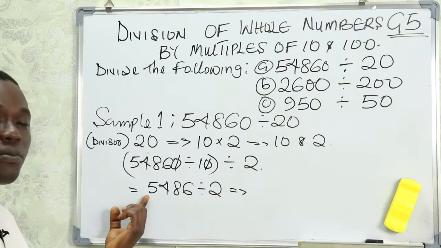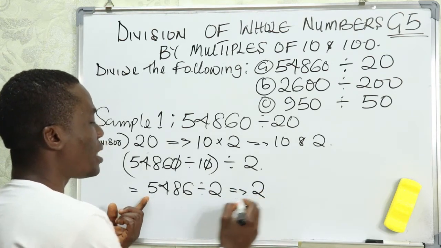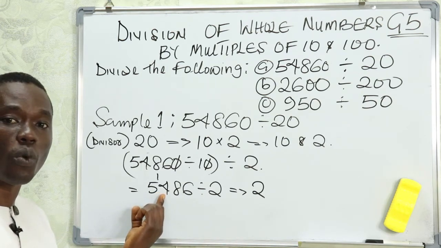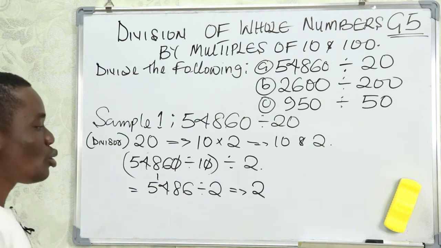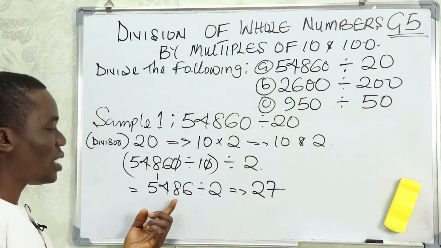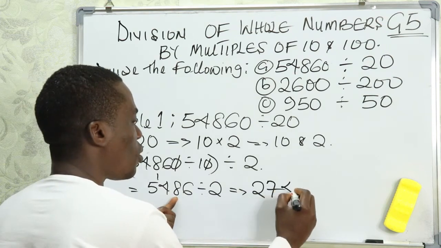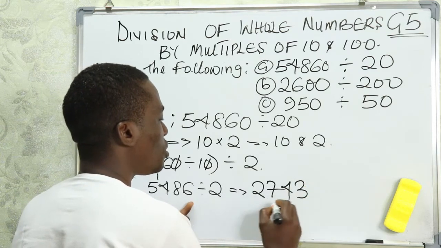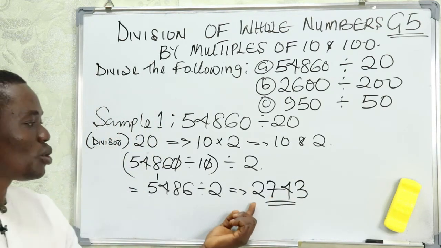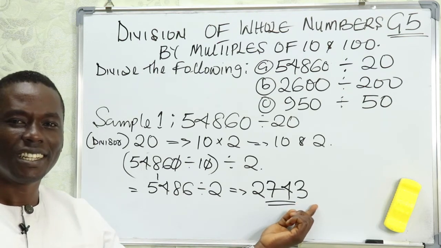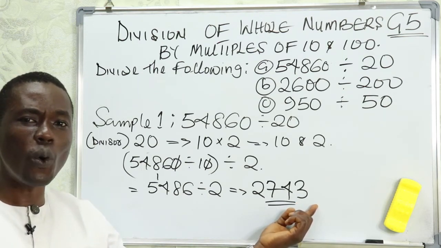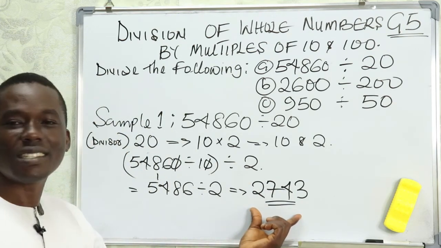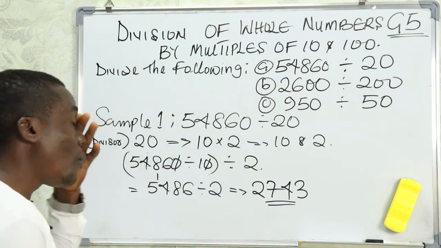5 divided by 2 will give you 2, remainder 1. That 1 with 4 will make it 14. 14 divided by 2 will give you 7. 8 divided by 2 will give you 4. 6 divided by 2 will give you 3. So you see that your result is 2743. You see how division becomes so easy. In just a jiffy, you got your answers.